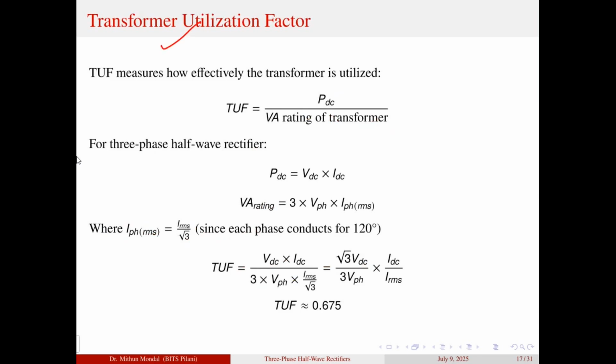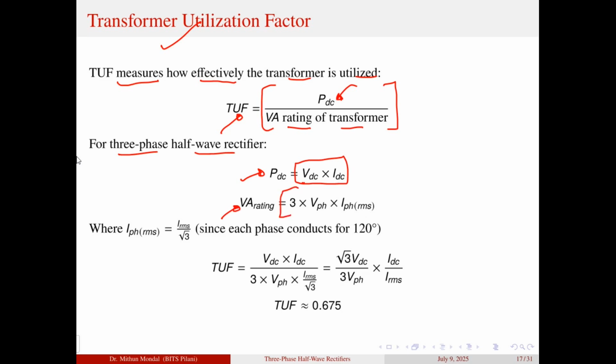Transformer utilization factor, again we need to compute, which is a measure of how effectively the transformer is basically utilized. So transformer utilization factor is the ratio of the DC power by the volt-ampere rating of the particular transformer which is under study. So here for the three-phase half-wave rectifier, the DC output is equal to the product of voltage into current in the DC, and the volt-ampere rating of the transformer is 3 times the phase voltage and the phase current of the transformer.